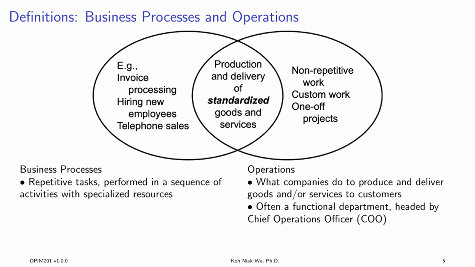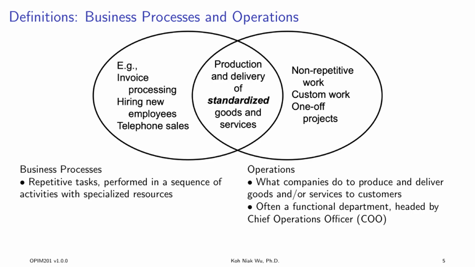Now, let's look at the right side of the slide, which highlights operations. Operations can include non-repetitive work, like custom projects tailored to specific client needs. It also includes one-off projects, which are unique and not part of a regular process. The intersection refers to what companies do to produce and deliver standardized goods and services.